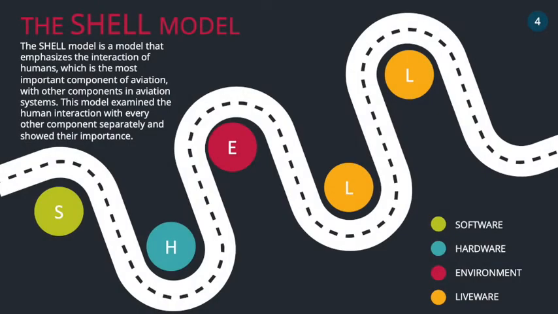To understand CRM, we should talk about the SHELL model first. The SHELL model is a model that emphasizes the interaction of humans, which is the most important component of aviation, with other components in aviation systems. This model examined the human interaction with every other component separately and showed their importance. Now, let's see the relationship between them, one by one.